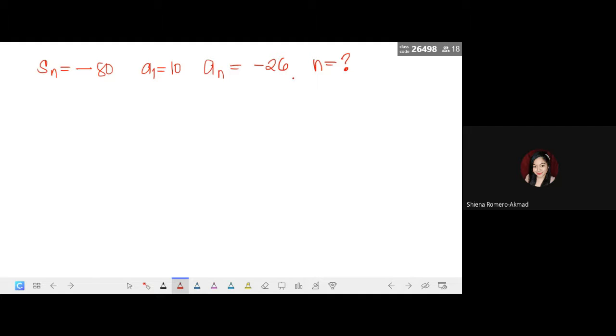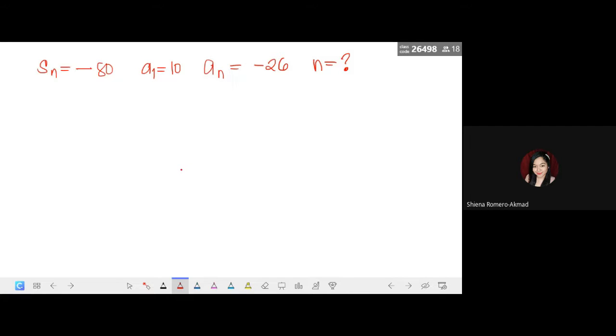This time, kabaliktaran yung gagawin natin. Binigay na sa'yo yung sum, binigay na sa'yo yung first term, and yung last term, but you have to look for the n, or the number of terms. Ilang terms kaya yung inadd natin for us to have a sum of negative 80?